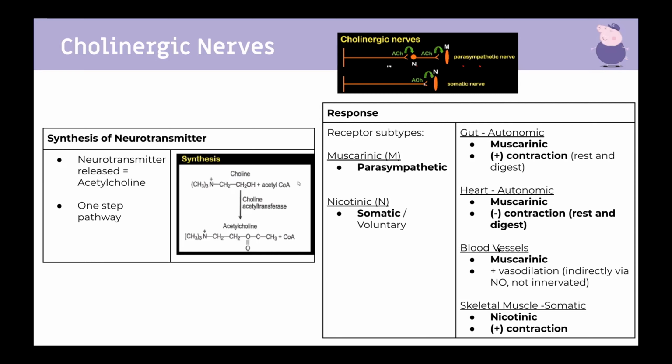For blood vessels, there usually will be some sort of vasodilation. However, it's going to be indirectly. It's not really going to be innervated by muscarinic receptors. So you don't have to worry about that too much until semester 2. And then more importantly, your skeletal muscle, it's going to be innervated by somatic cholinergic nerves. So that's not autonomic, that's somatic cholinergic nerves. And those will be nicotinic receptors, and they will be basically facilitating the contraction of the skeletal muscle.